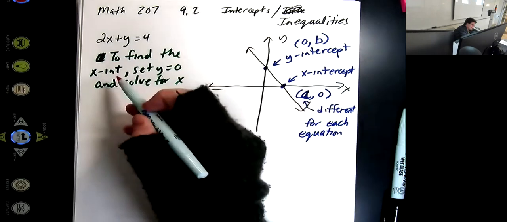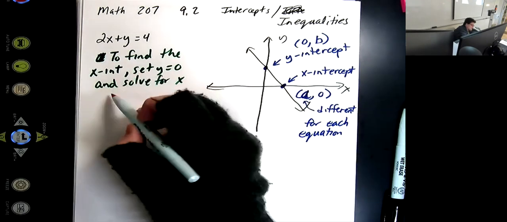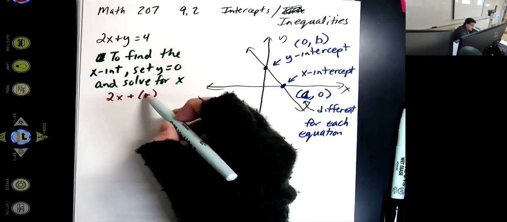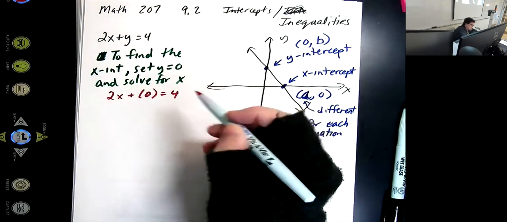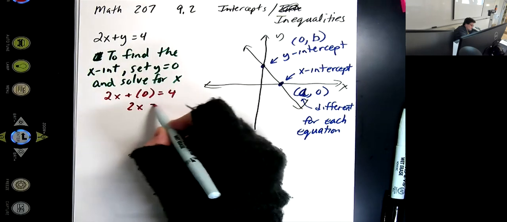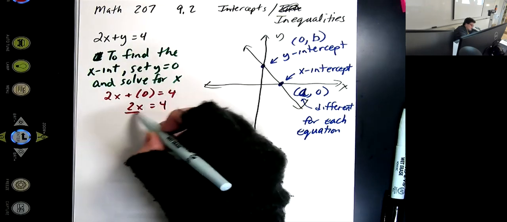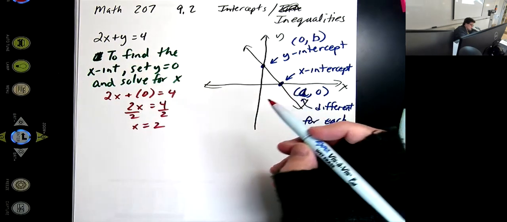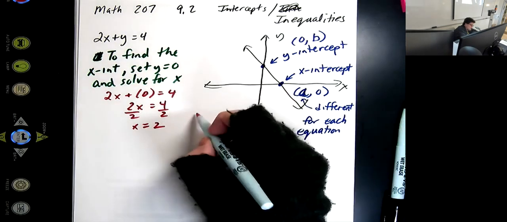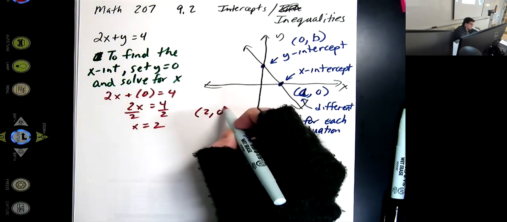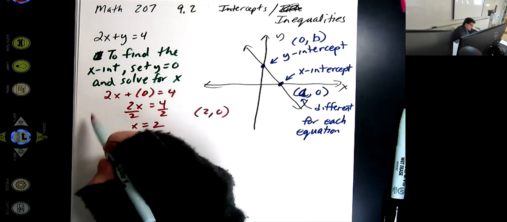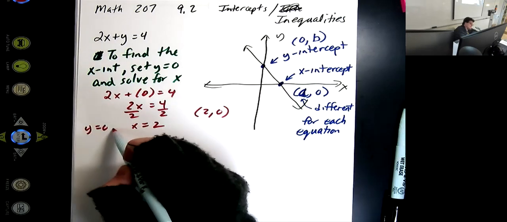So let's do that here. If I set y equal to 0, this problem turns into 2x plus 0 equals 4. So 2x equals 4. And if I divide by 2, I get x equals 2. This would give me the point (2, 0), because to do that, I had y equals 0.